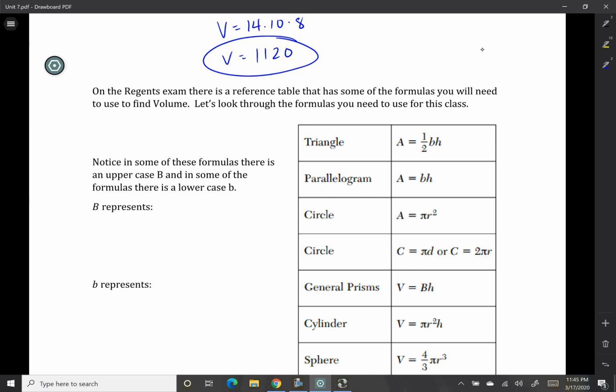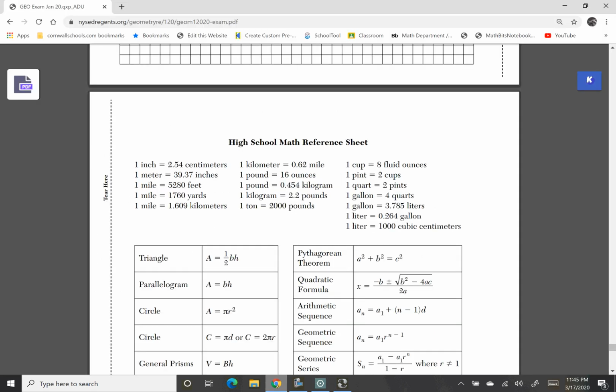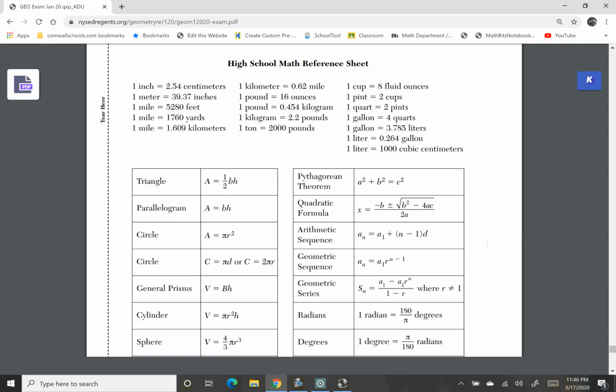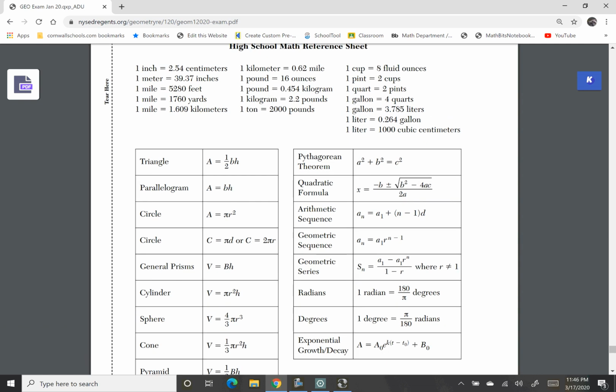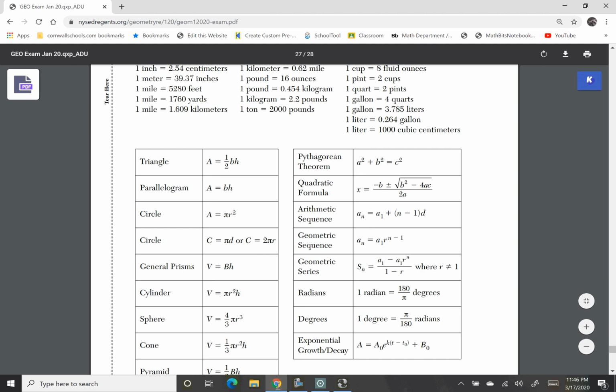Now, luckily for you on the Regents exam, there's actually a reference table. So I've cut out a piece of the reference table that's useful to you, and I've put it on this page in your notes. If you just Google Regents exam reference table, this pops up. So here's what your reference table will actually look like on the day of the Regents exam. There are some conversions up top that you will never need for this class.